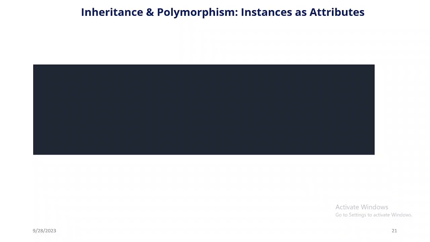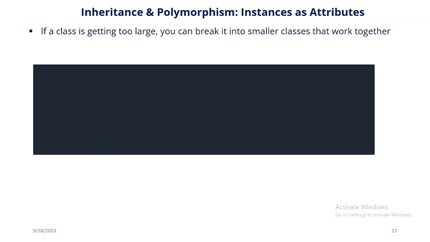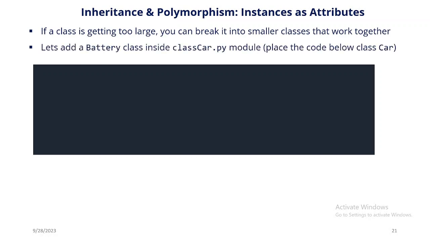Sometimes in the process of exhibiting polymorphism, you can use instances as attributes. Imagine you use a whole instance as an attribute. So if a class is getting too large, you can break it into smaller classes that work together. Now in the original car.py module, we can add another class inside there called Battery, in addition to the Car class that is already there. So what you should do is place the code below class Car.